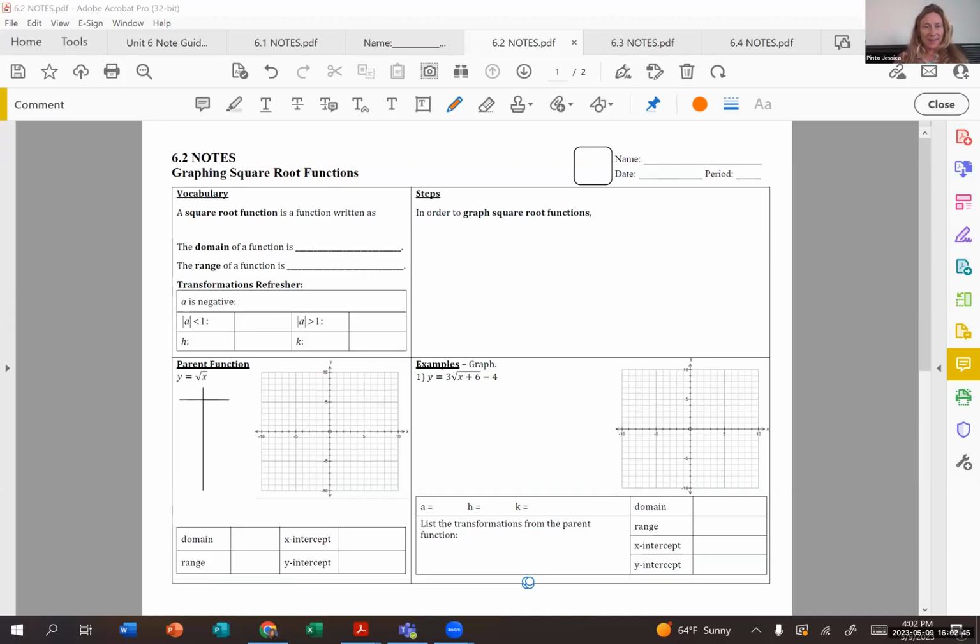Good morning. Let's get into 6.2 notes. Looking at this, we've got our vocabulary. A square root function is a function written as, and we'll zoom in.